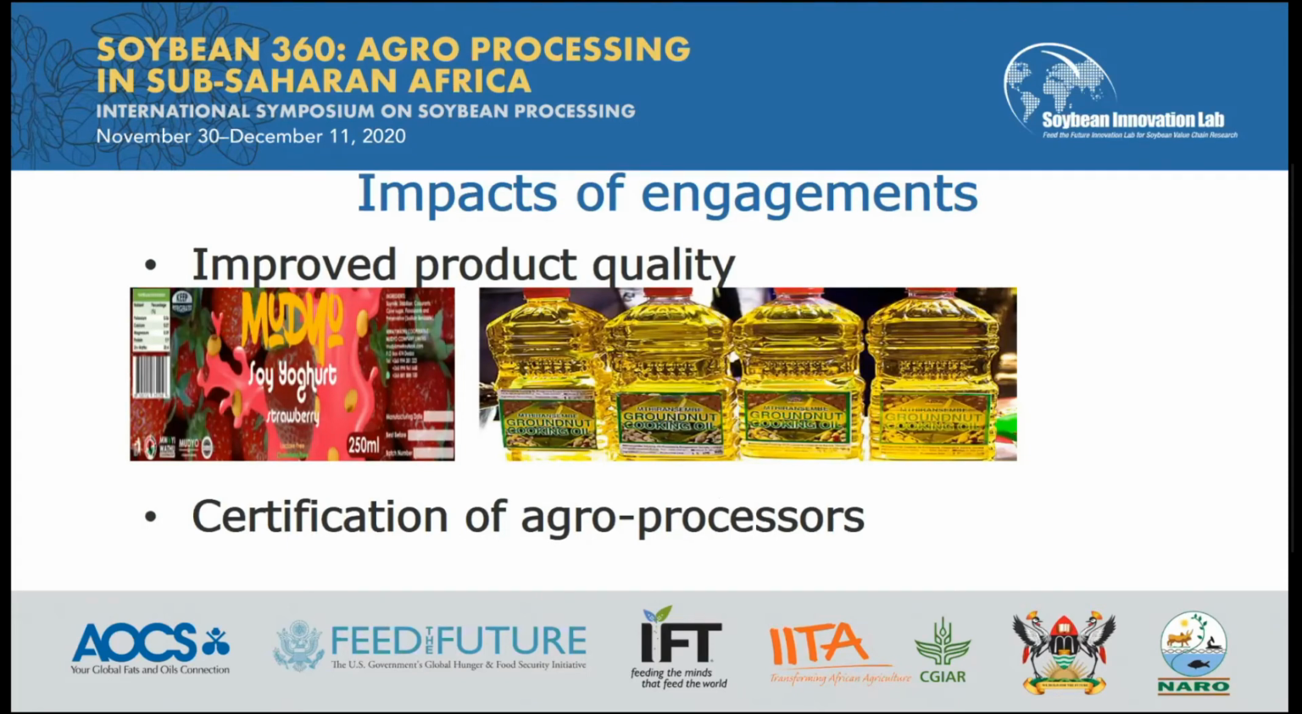So these are improved product quality. I think if you go into some of the shops, there are products which have been certified through our engagements. Let me also mention that it's not only us. There are other agro-processors that have interacted with other players, but we think that we have contributed to the improved product quality. There have also been some certifications of these agro-processors because they know the processes that are involved in the certification process as required by our food regulating authority, which is the Malawi Bureau of Standards.